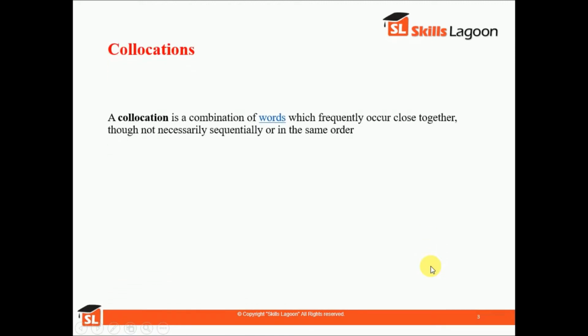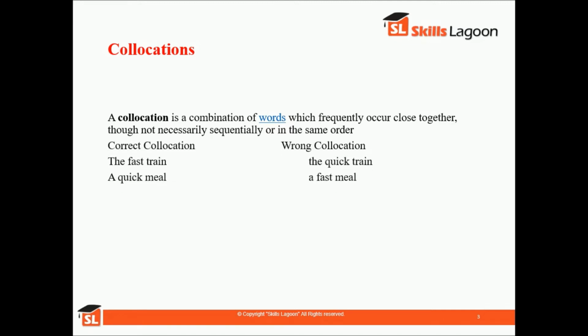So what are collocations? Collocation is a combination of words which frequently occur close together, though not necessarily sequentially or in the same order. In other words, it is a set of words which come together, and when a native speaker listens to those words, they sound correct. For example, correct collocations are the fast train and a quick mail, and the wrong collocations are the quick train and a fast mail. So it is important to use a standard and correct set of words together.